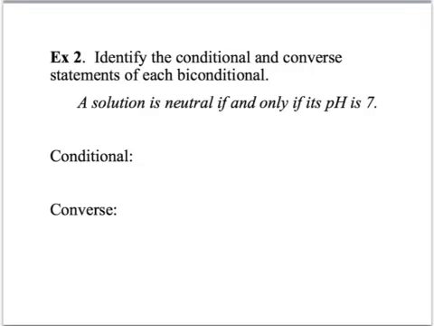Okay, let's try example 2. Now this one, they're giving us a biconditional, and from the biconditional we need to write the forwards way, which is the conditional, and the backwards way, which is the converse. So what I'm going to do is underline my hypothesis and then underline my conclusion 2 times. A solution is neutral if and only if its pH is 7. So there's that phrase again, if and only if. And that phrase is separating the hypothesis from the conclusion. So this is my hypothesis, and this is my conclusion.